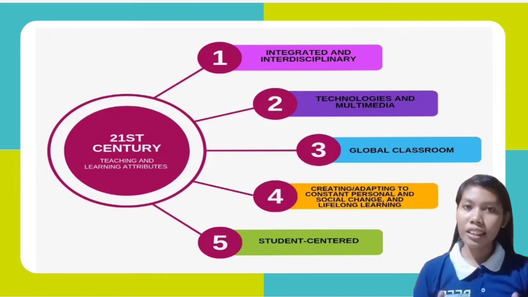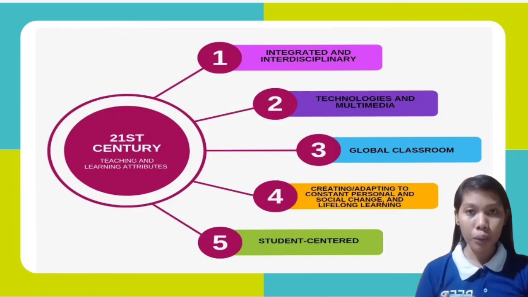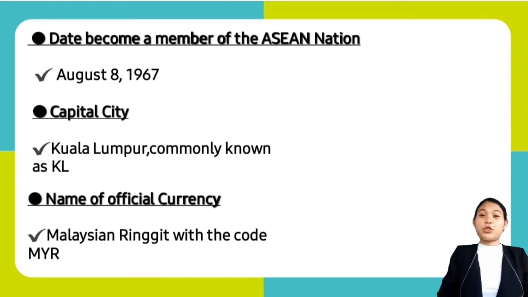So, once again, the graphic organizer shows the attributes of the 21st century teaching and learning. Those are the following: the integrated and interdisciplinary approach, technologies and multimedia, global classroom, creating or adapting to constant personal and social change and lifelong learning, and the last one, which is the student-centered. So much for the attributes of 21st century.